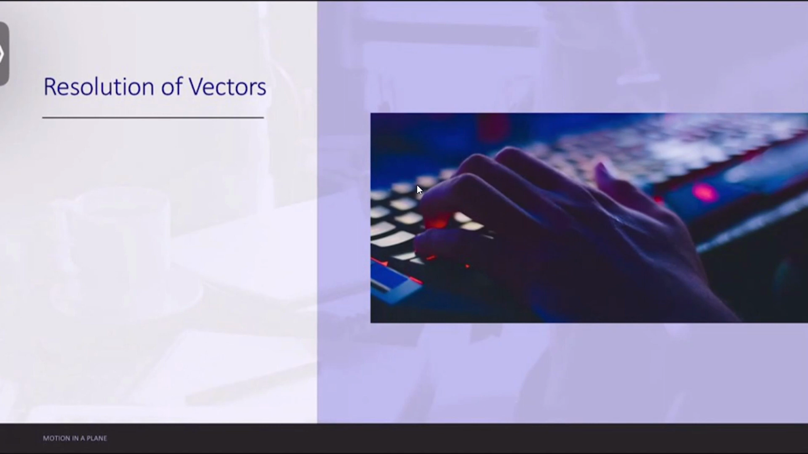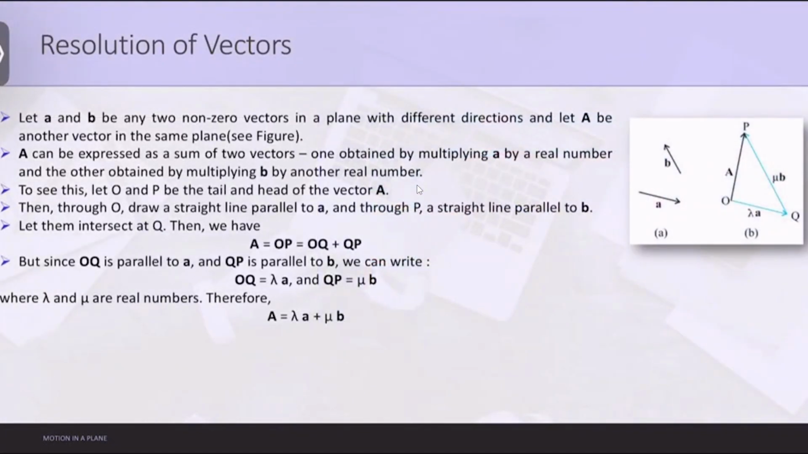Let us now start a new topic, that is resolution of vectors. In resolution of vectors, we will try to understand, as the name suggests, resolution. After the explanation, I will try to explain what resolution actually means. So first of all, let's start this topic and then we can understand the basic meaning of this resolution. Fine. So resolution of vectors, let's understand this carefully, so that we can understand the analytical expression behind all these topics. Okay, fine. So let A and B be any two non-zero vectors.